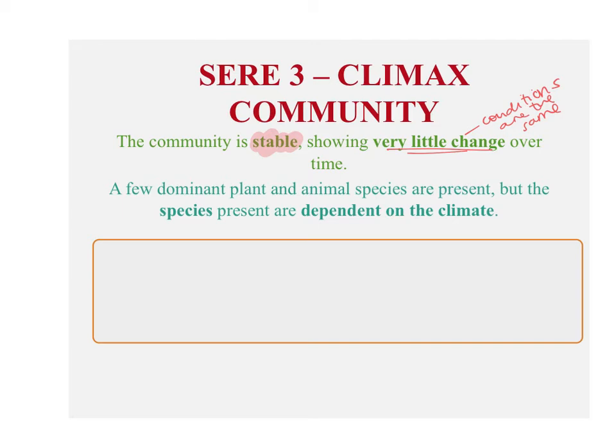Now here we've got only a few dominant species, so maybe a few plants and a few animals, but remember that the species is going to be dependent on things like the climate. So if it's a warm area, then you're not going to get very many furry animals, for example. And likewise, in the cold, you probably won't get very many hairless animals.